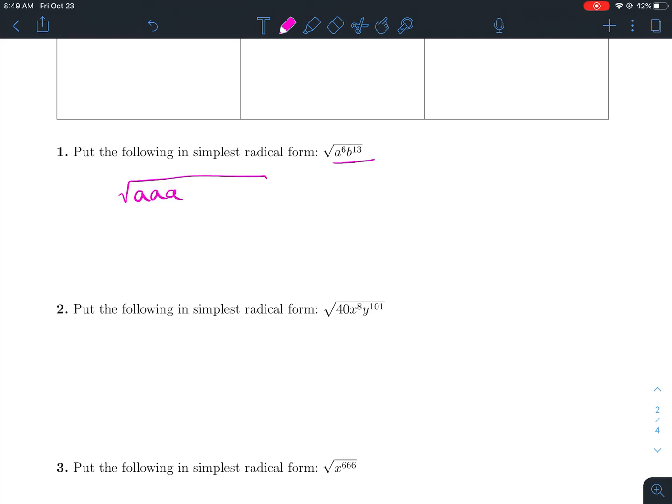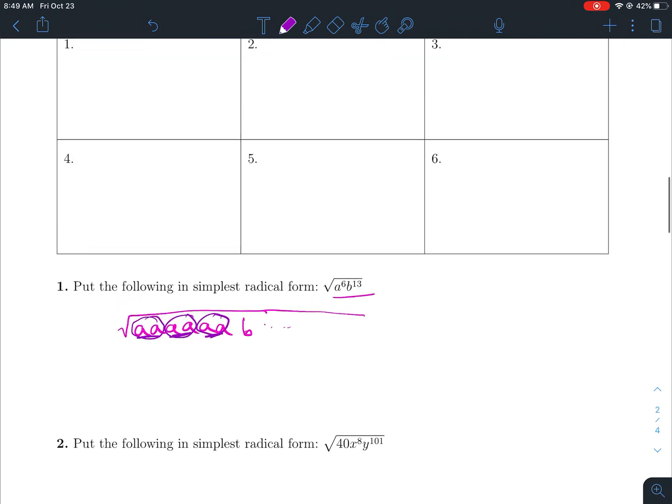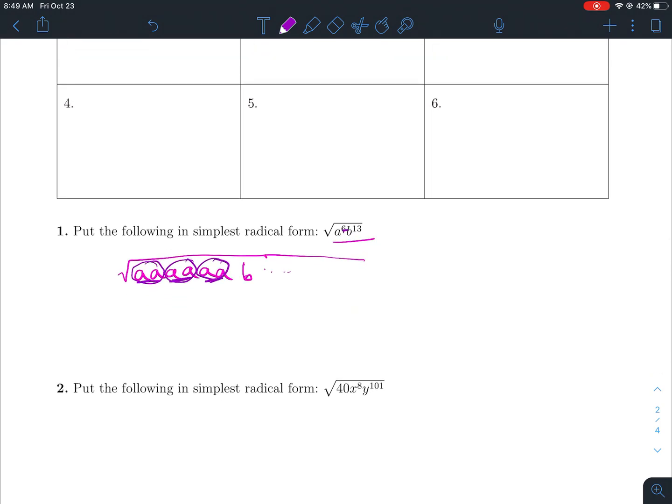So A, and I'll hold off on the B's for now. Alright, so with the A's, we have 6 of them total. We're trying to make groups of 2, so we have 3 sets of twins. Now, pause for a moment. We probably could have figured that out without actually writing the A's out. We're trying to make groups of 2, right? So 3 groups of 2 gives us our 6 total A's. Alright, so from each of these groups, one is going to escape, one is going to die, and that leaves us with A cubed outside.